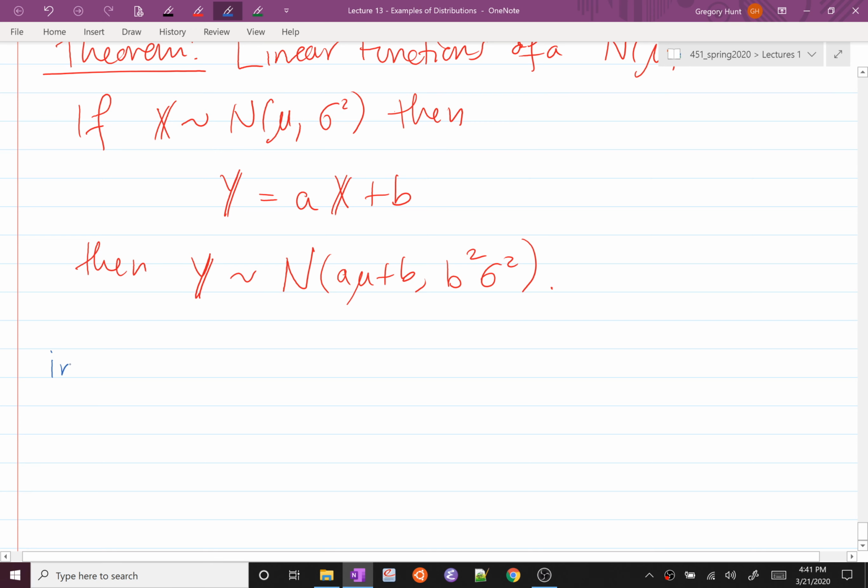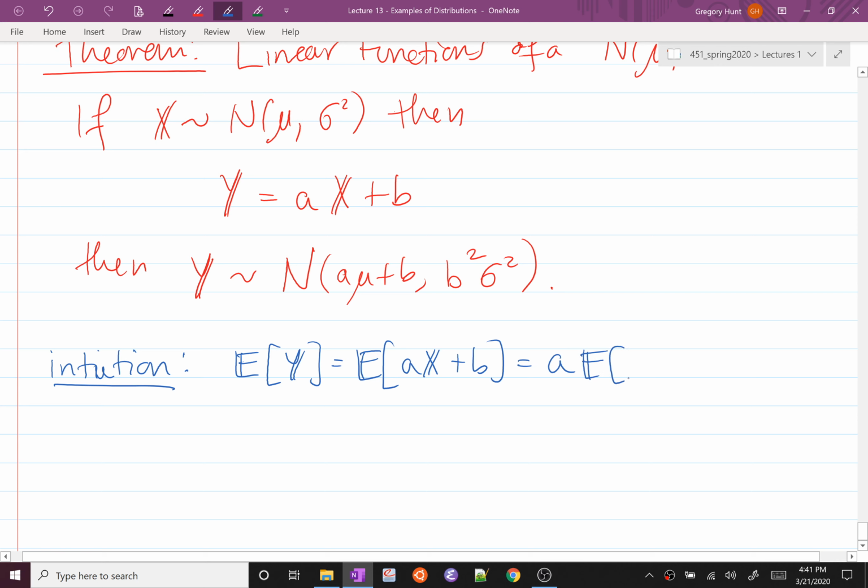So the intuition for why this is true is that if we look at the expected value of Y, this is the expected value of aX plus b. We know that expected value is linear, so we can distribute the expected value through. We get a mu plus b, which is indeed the mean for the new random variable. Okay, so that makes sense.